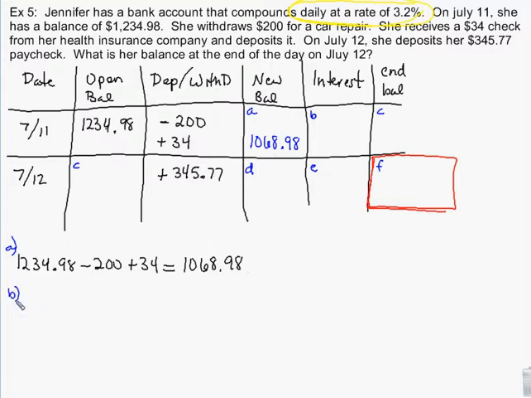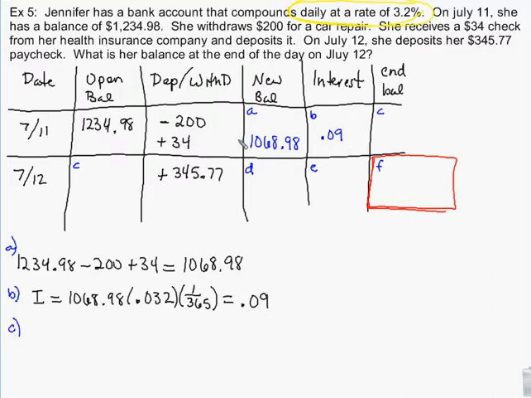Now for B, we have to calculate the interest on that 1068.98. It's at 0.032 because it's 3.2%, and it's 1 day. So I'm going to multiply 1068.98 by 0.032, and then I'm going to divide by 365. So 1068.98 times 0.032 divided by 365 gives me 0.09. That's the interest that she's earning, 0.09.